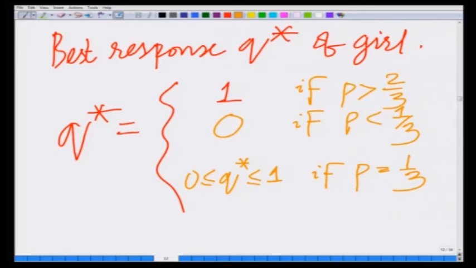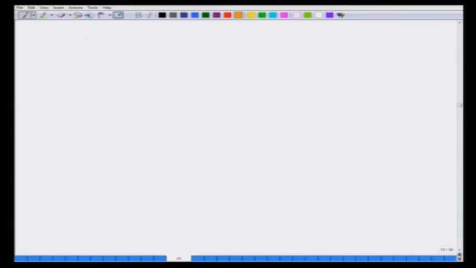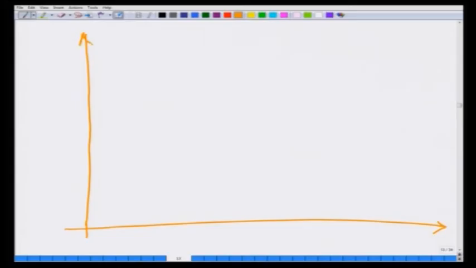And let us try to draw this best response dynamic. Let us now draw this best response dynamic and see how it looks. So, again I am going to draw my plot. On the x axis I have p, on the y axis I have q, and q goes from 0 to 1, and p goes from 0 to 1. I will divide the p axis into 3 equal parts, 1 by 3, 2 by 3.